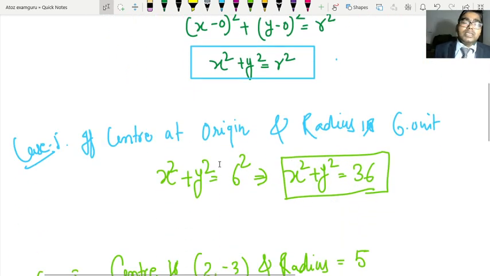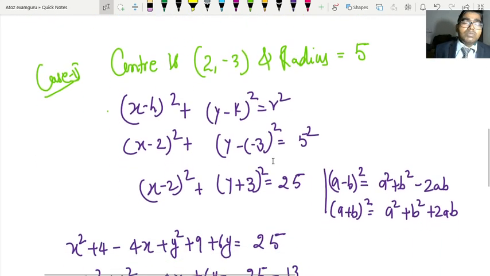In these cases you have to write only x square plus y square, and write down the square of the radius. You will find the equation. As in this case you are seeing that the center lies at the origin and the radius is 6, so directly you can write the equation as x square plus y square equal to 36.